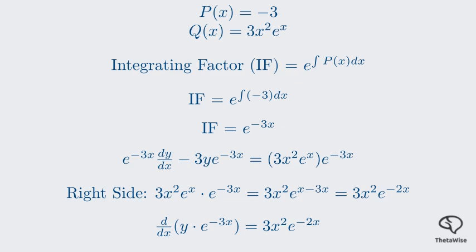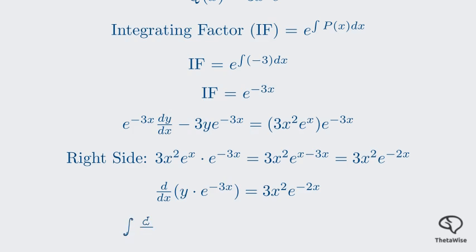The derivative of y e to the negative 3x is dy/dx times e to the negative 3x, plus y times the derivative of e to the negative 3x, which is y times negative 3 times e to the negative 3x. This is exactly what we have on the left.